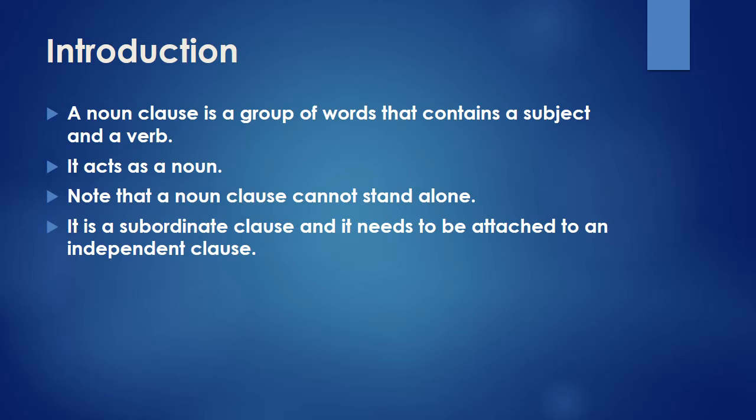So a noun clause is a group of words that contain a subject and a verb together. The clause contains a subject and a verb. It acts as a noun. So note that a noun clause cannot stand alone. It is a subordinate clause and it needs to be attached to an independent clause to make sense.